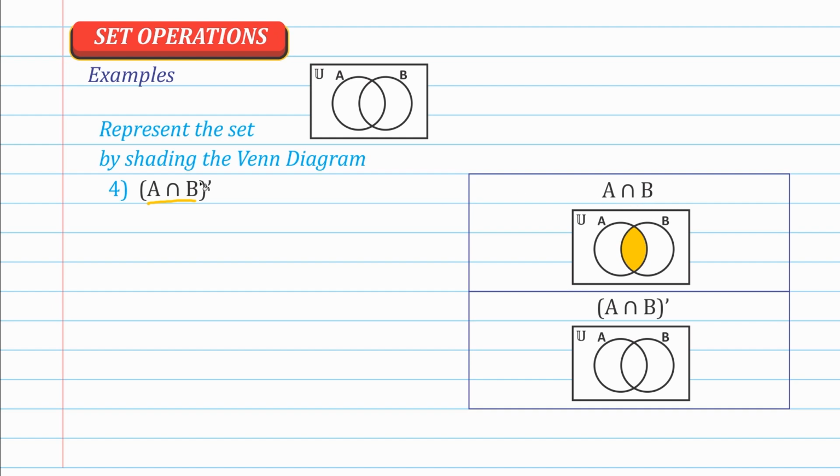Next step, prime. When you say prime, it's outside this group. So, let's shade every region outside this one. So, let's shade everything except this one. Let's shade that, this one, and that one. Therefore, we can easily get the quantity (A intersection B) prime. This now represents that set. Ang bilis, ano?